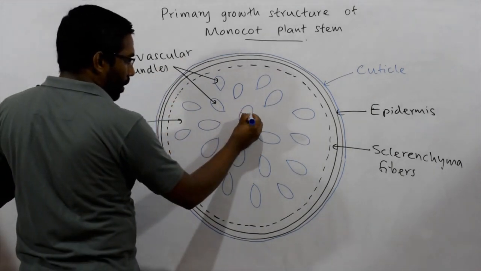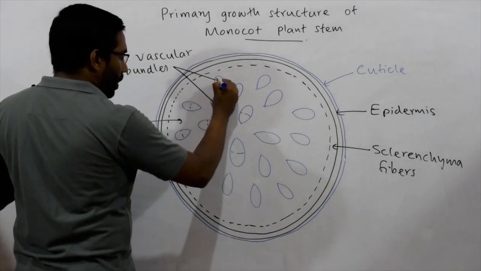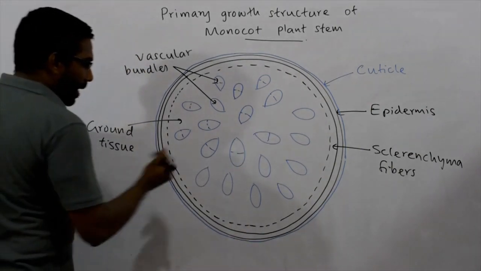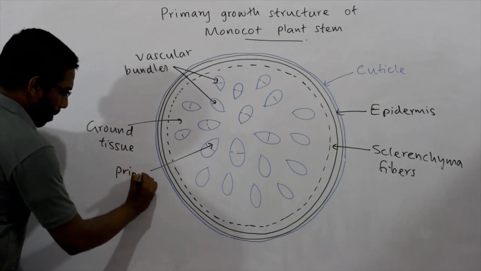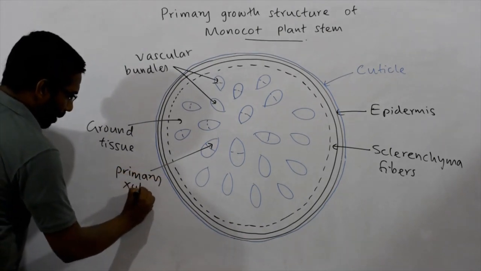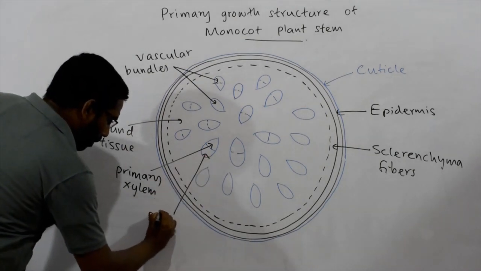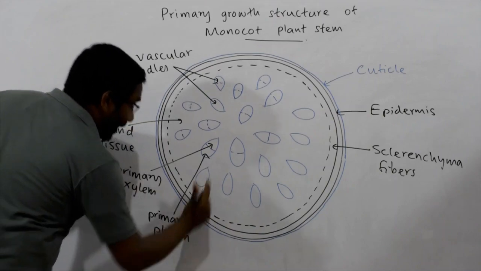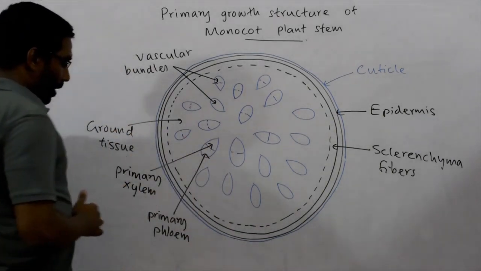Here, I can indicate like this. As in dicot stem again, towards the inner side or the medial side, it has primary xylem. Outer to that, it has primary phloem. So this is primary phloem. Inner it has primary xylem. Outer to that, it has primary phloem.